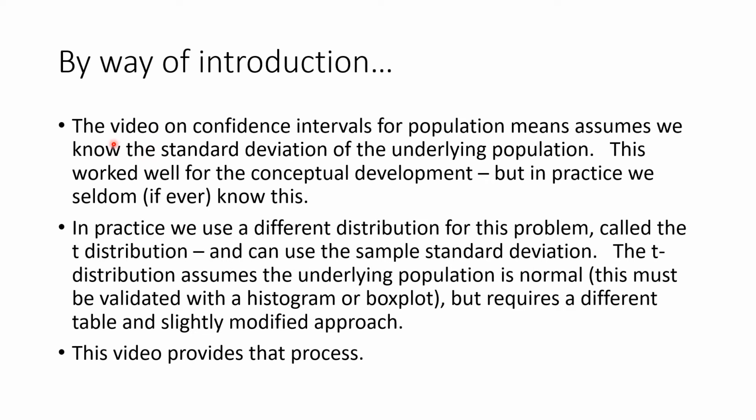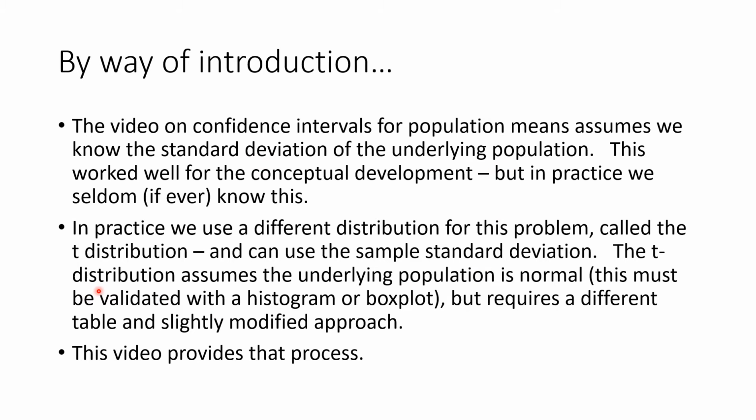By way of introduction, the Decisions Through Data video on confidence intervals about population means assumes that we know the standard deviation of the underlying population. This works well for the conceptual development, but in practice we seldom, if ever, know this. In practice, we actually use a different distribution for this problem called the t-distribution, and can use the sample standard deviation since we don't know the standard deviation of the underlying population.